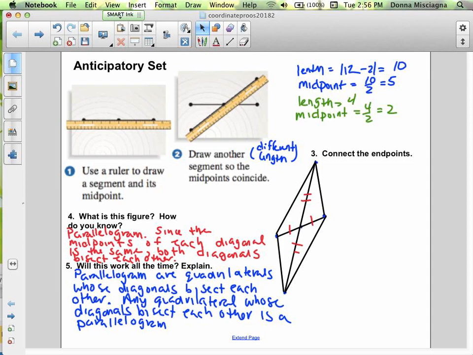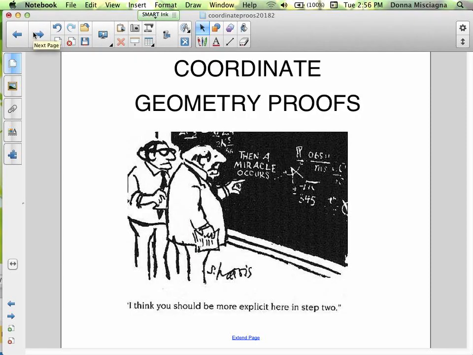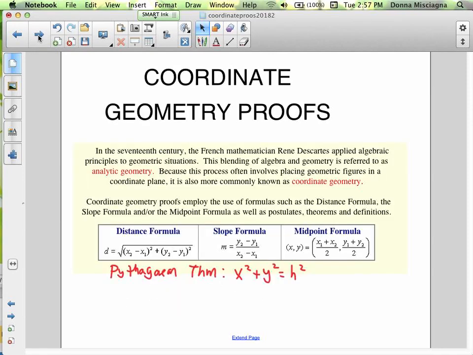In this lesson, we're going to be doing coordinate proofs, and we will bring back things that we have learned previously, including parallelograms and special parallelograms. So this was just a little introductory activity into coordinate geometry proofs. So there in step 2, the one professor wrote down, then a miracle occurs. I think you should be more explicit here in step 2. Well, we will be very explicit. These proofs are kind of formulaic. They sort of follow a formula depending on what it is we need to prove to show something is true.